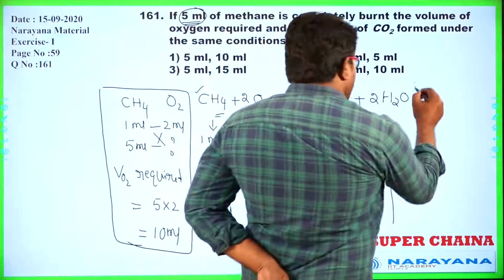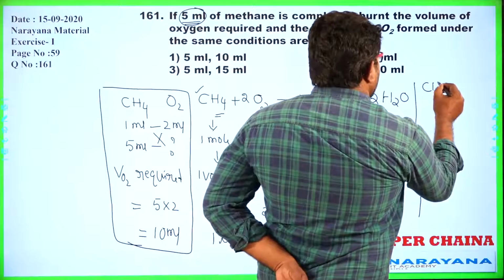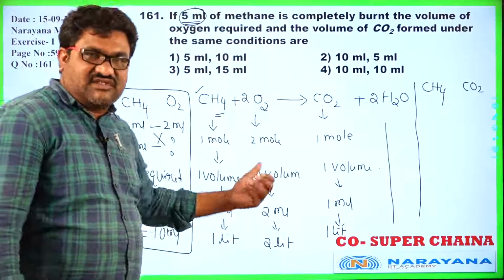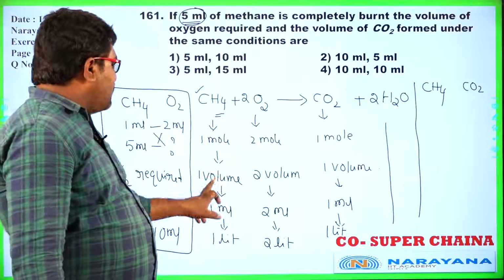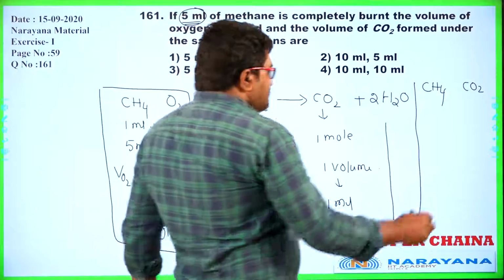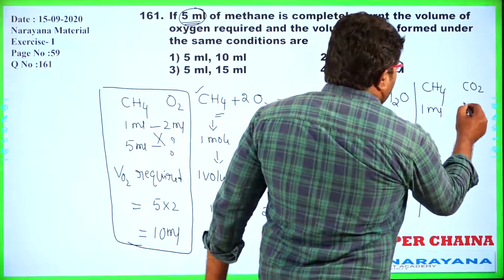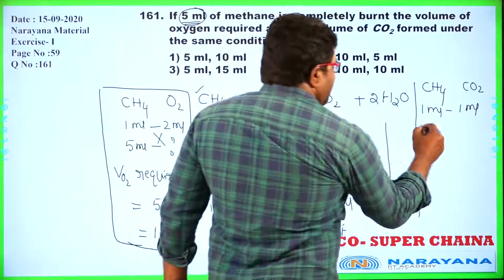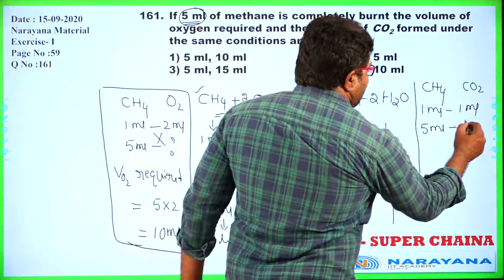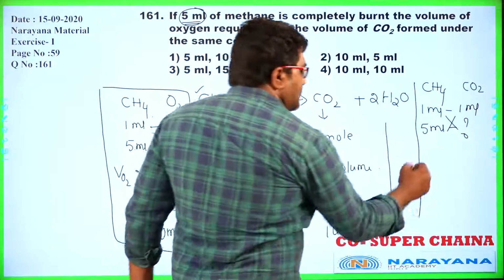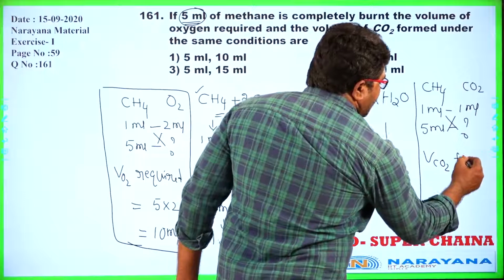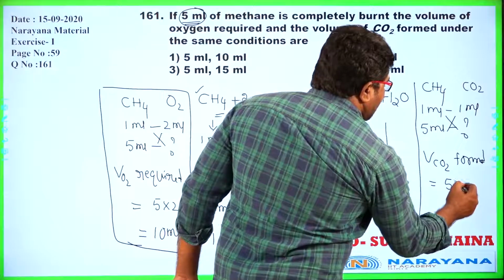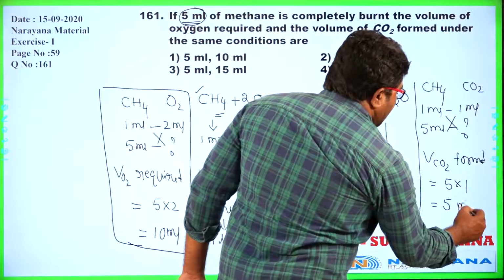Next, how much volume of carbon dioxide is formed? Now I am going to compare the volume of methane and carbon dioxide according to the balanced equation and volumes ratio. For 1 volume of methane, 1 volume of carbon dioxide, that means 1 ml of methane produces 1 ml of carbon dioxide. But 5 ml of methane is available, so how many milliliters of CO2 is formed? The volume of CO2 formed is 5 into 1, that is equal to 5 ml.